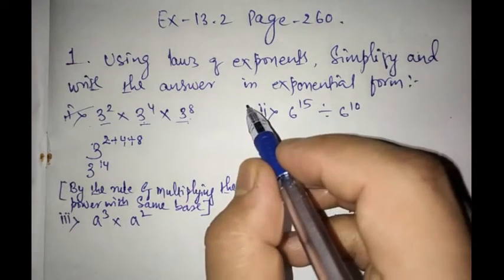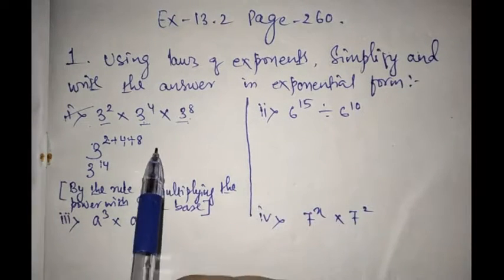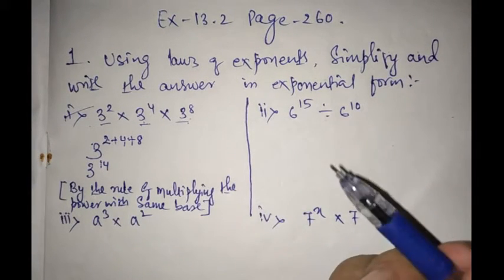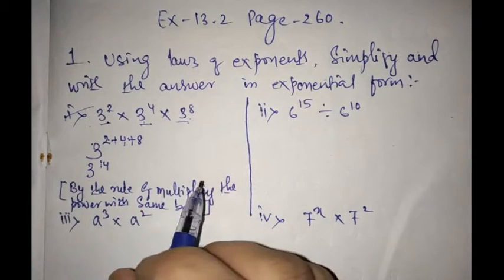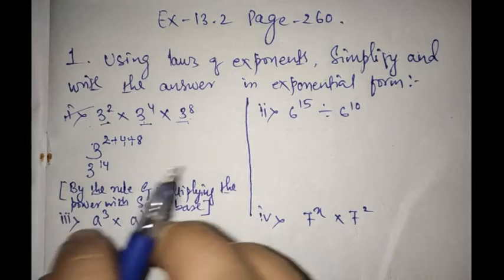Okay, so let us proceed to part 2. I hope you have understood this. Over here the rule of multiplication is applied. If you have the same base, then those powers or the exponents are going to get added.